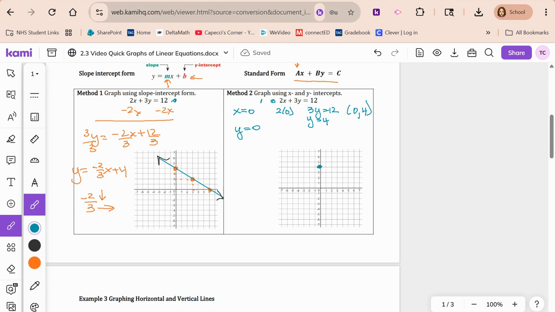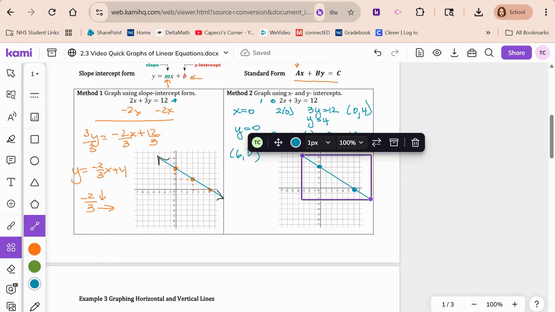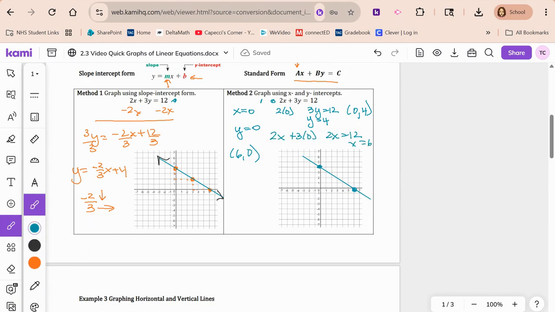I'm going to do the same thing when y is equal to 0. I have 2x, and that's going to be plus 3 times 0. So I have 2x is equal to 12, so x is equal to 6. So when x is 6, y is 0. So I'm going to go here. And again, I'm going to grab my line tool, and I'm going to graph my line. And again, I'm going to put arrows on the end.